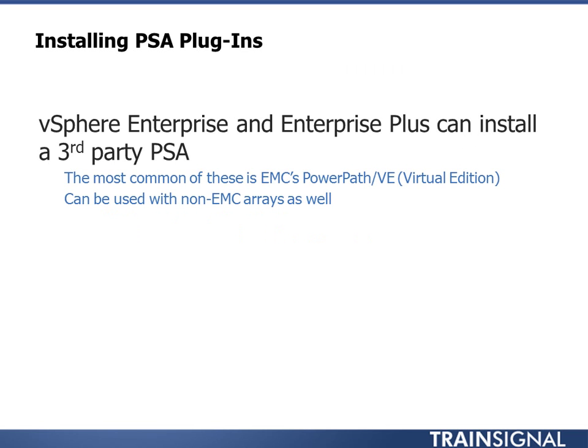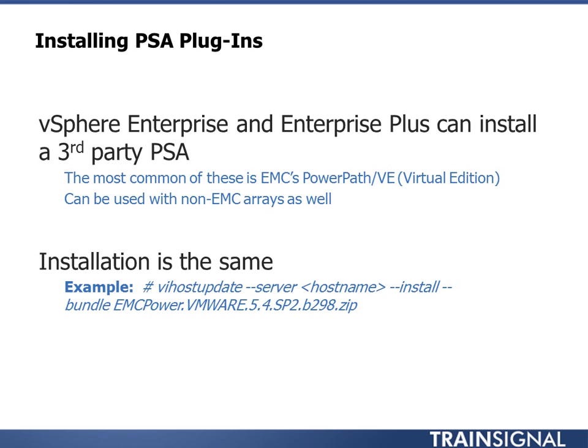Again, the most common, really the only one I see, is PowerPath Virtual Edition, and the thing is it can be used with non-EMC arrays as well. And installation is pretty much the same as any other VIB. You can do it locally using VI host update, like I showed there. You can do it using ESX CLI now. You can do it using Update Manager, anything like that. So there's several ways. It's just a standard VIB install.